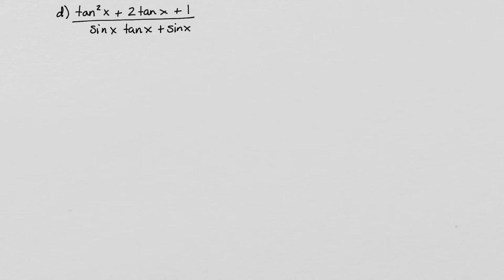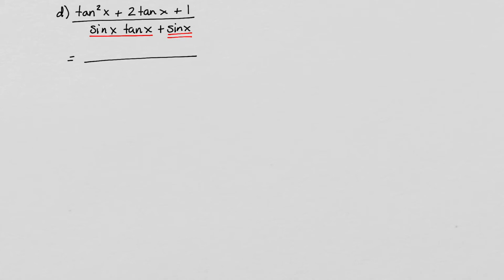So let's look at the bottom first. In the bottom, I have two pieces. I have the sine x times tangent x, and then I have the sine x. So my first piece is the sine x tangent x. My second piece is just the sine x. Do those two pieces have anything in common? Yeah, they have a sine x in common. So what that means is I could factor the sine x out.